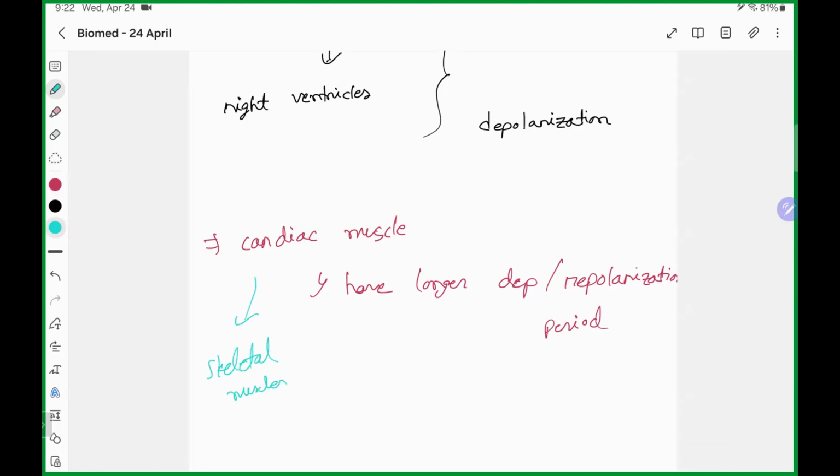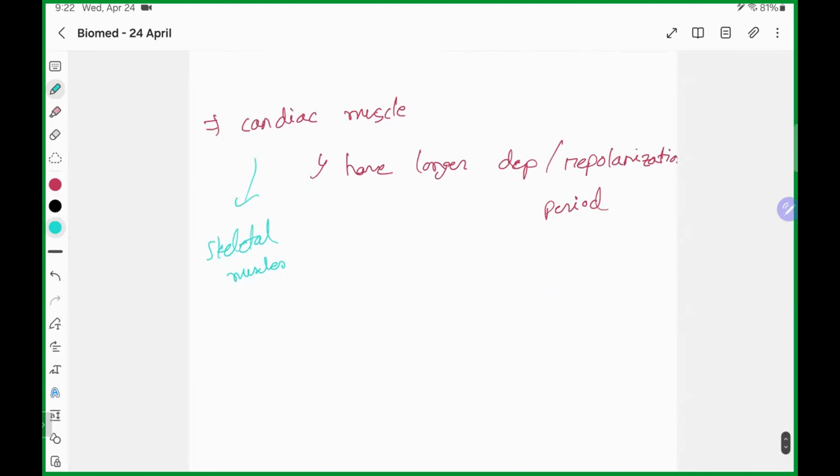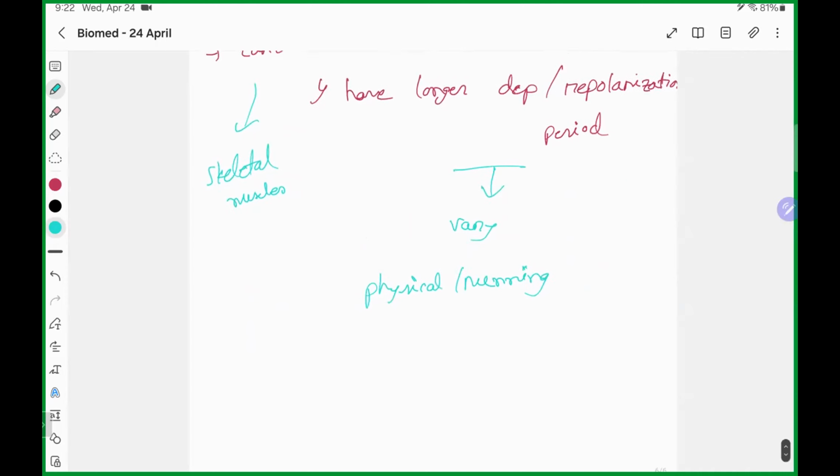More interestingly, this period can vary. For instance, when you are running, doing any kind of physical exercise, will your heartbeat become slower or faster? Faster. So when you're running, this process will become faster, and the depolarization period will become shorter. In normal condition, it will become longer. So it can also vary. This is different from other muscles such as skeletal muscles.